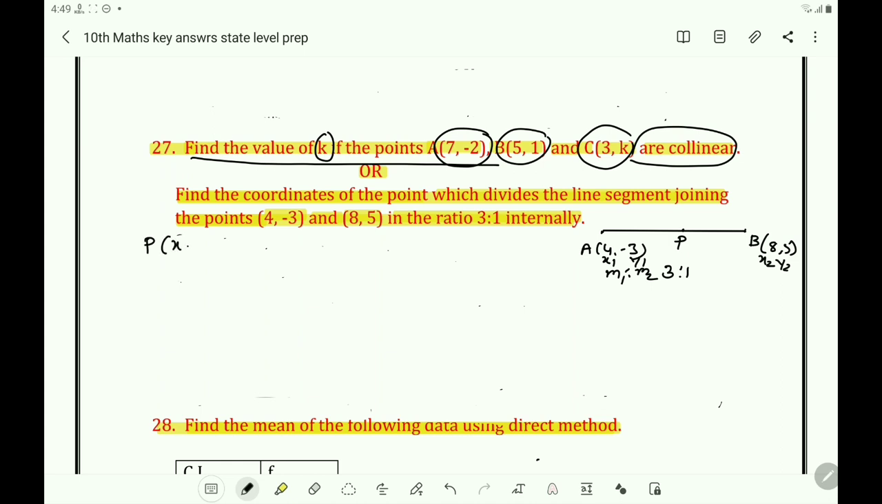P of xy equals m1 x2 plus m2 x1 whole divided by m1 plus m2, m1 y2 plus m2 y1 whole divided by m1 plus m2, that equals m1 is 3, m2 is 1.